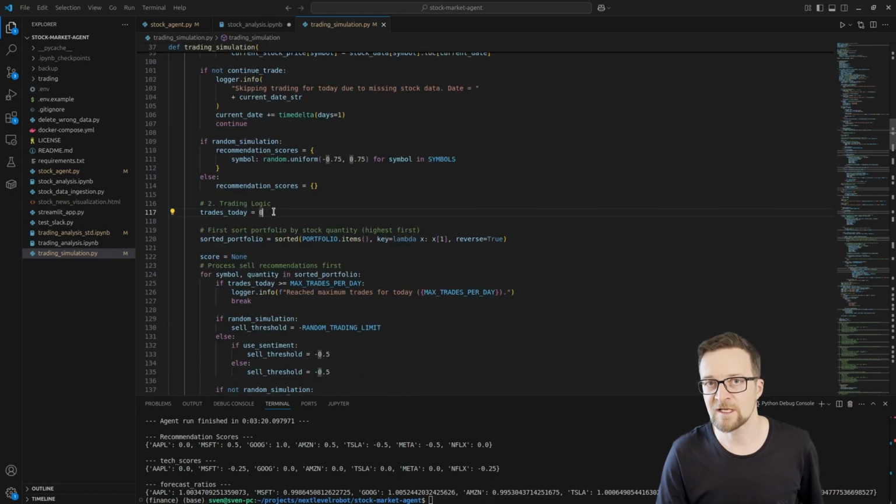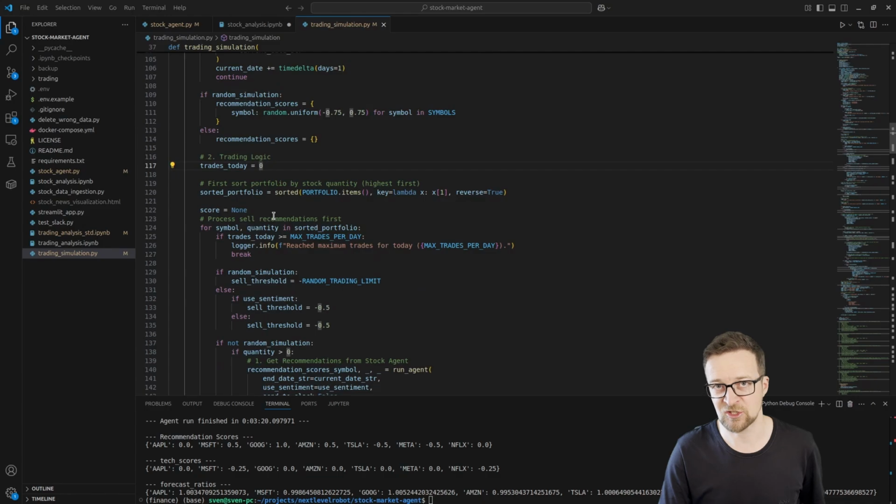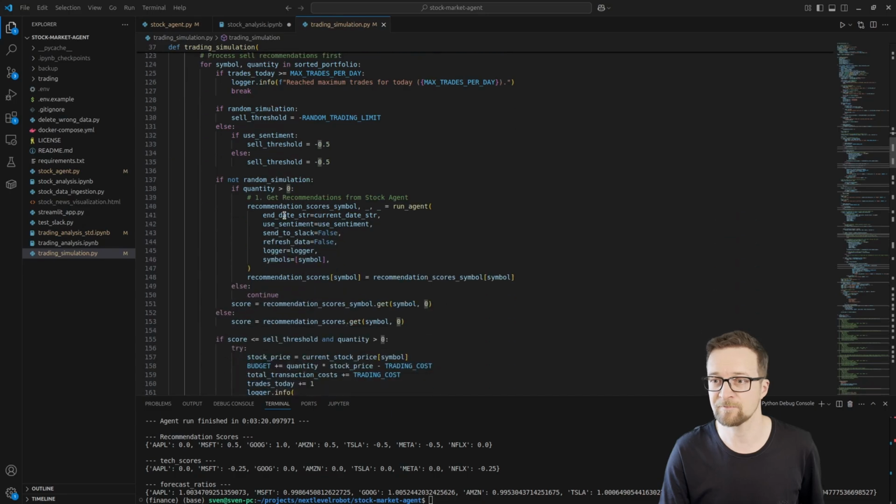The trade logic is quite simple. Whenever we have a portfolio, we check whether we want to sell a stock. And if we don't have any stock, we are checking whether there is a positive signal in the market for buying such kind of stock. And in the end, we can compare how each method performs.